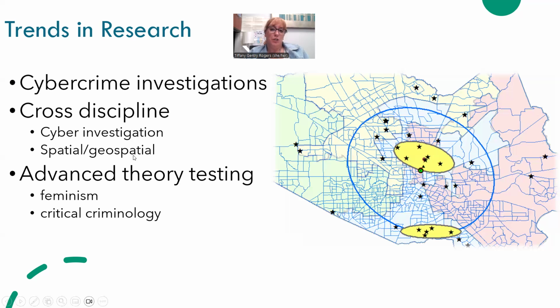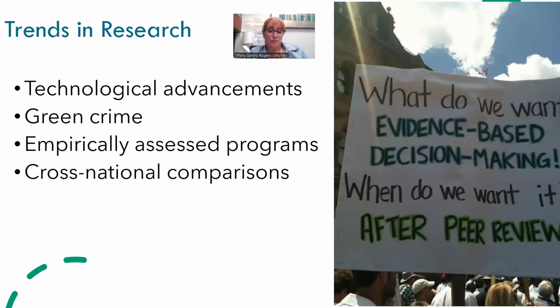There are some spatial and geospatial trends right now about where things are clustering and how they are clustering. This is some research I did regarding dogfighting in Houston. And then there's advanced theory testing. We're looking a lot at critical criminology. So why is it a crime to begin with? And who benefits and who doesn't?